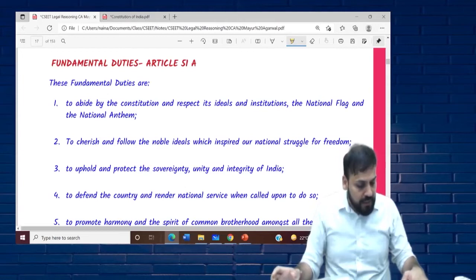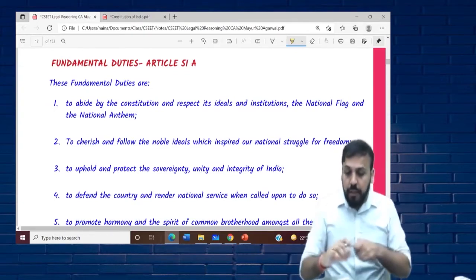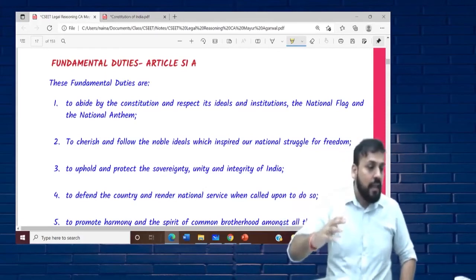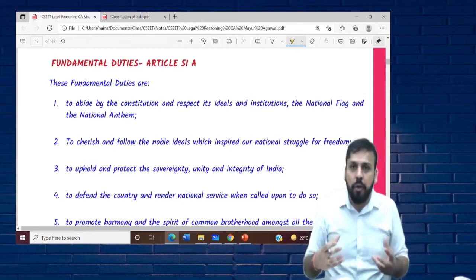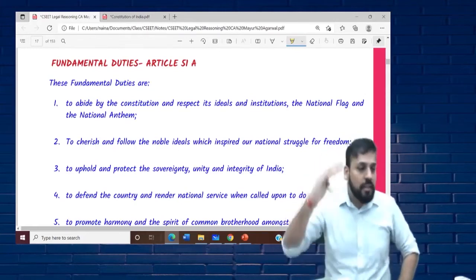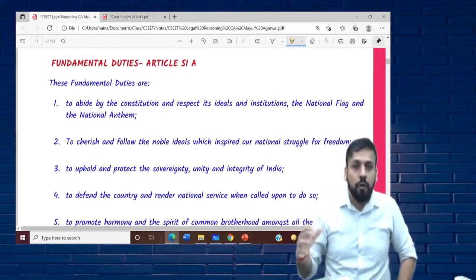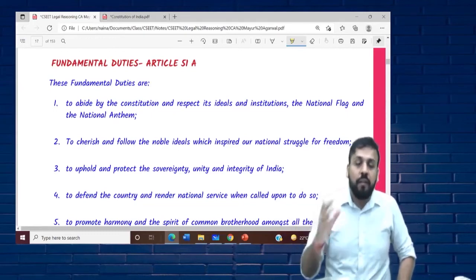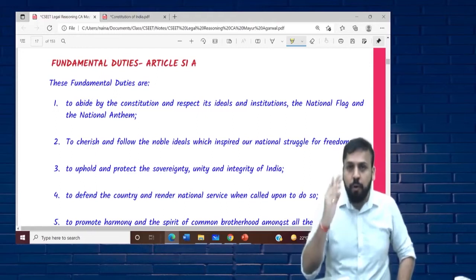Do you understand this? So let us come one by one to the duties which we are talking about. What are our duties towards the country? First duty is to respect the ideals, national flag and national anthem. Whenever the national anthem is going on, stand up and respect. Respect the national flag. Respect the ideals and the institutions. Cherish and follow the noble ideals which inspired the national freedom struggle. Bhagat Singh. Cherish them, follow them, respect them.